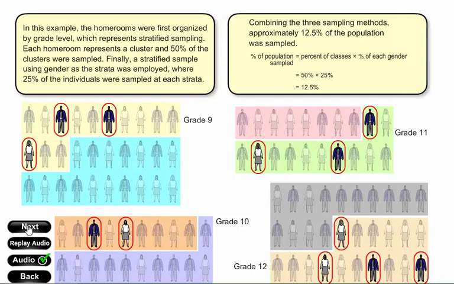In this example, the homerooms were first organized by grade level, which represents stratified sampling. Each homeroom represents a cluster, and 50% of the clusters were sampled. Finally, a stratified sample using gender as the strata was employed, where 25% of the individuals were sampled at each strata. Combining the 3 sampling methods, approximately 12.5% of the population was sampled.